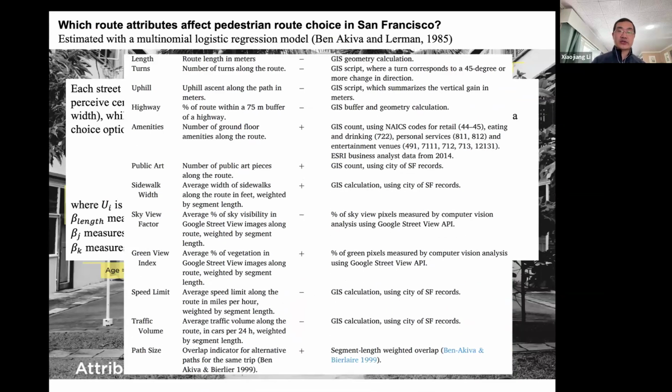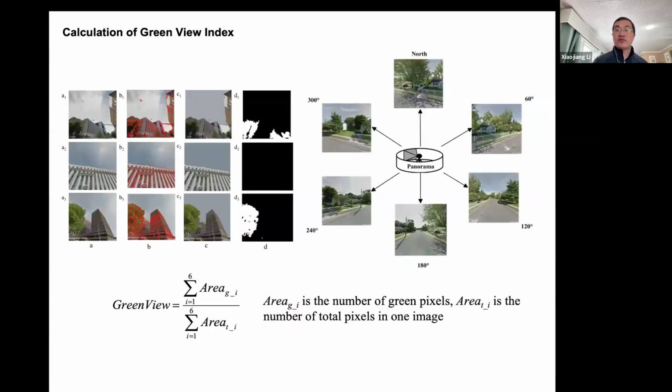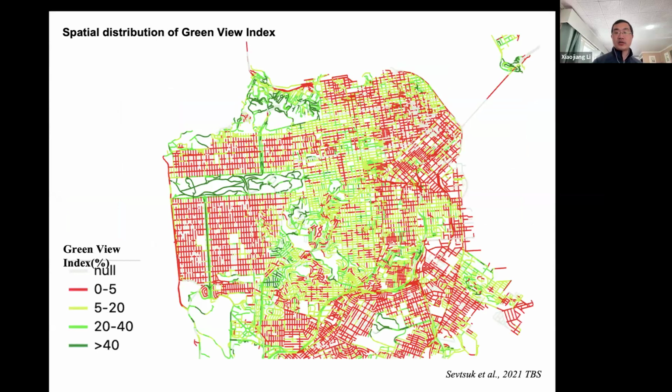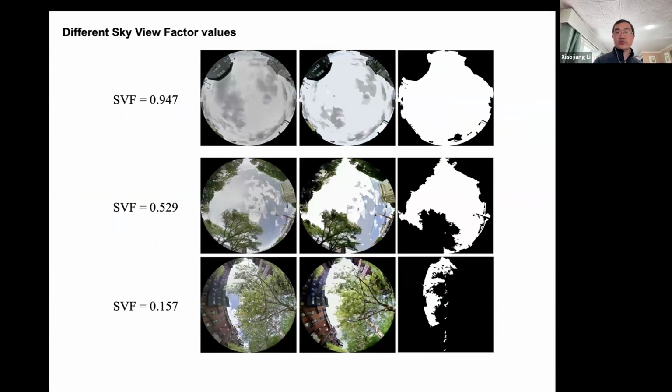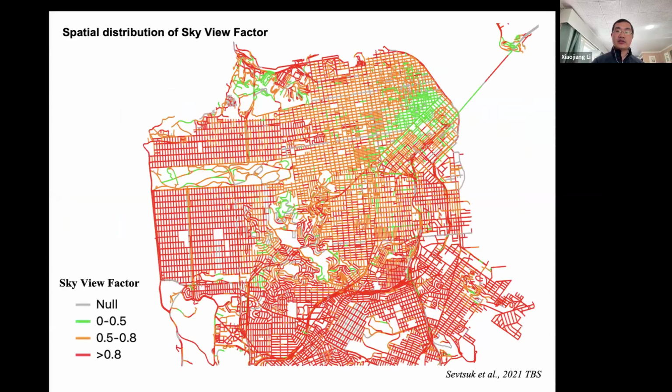So we consider many factors like length of streets, whether it is a highway or not, whether there is public art along the street, sidewalk width, scattering factor, green view index, speed limit, traffic volume, and many, many other street-level features. We use the green view index, which I already showed you how to calculate. It represents the greenery level at street level. Here is the street-level green view index in San Francisco. We also calculate sky view factor to represent the openness of the sky. And here is the street-level sky view factor map in San Francisco.